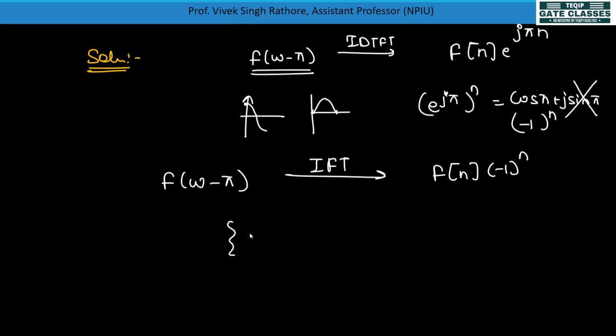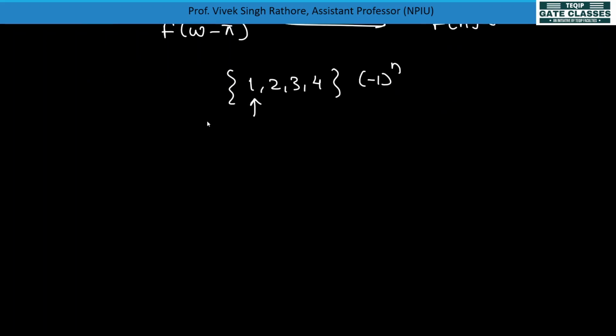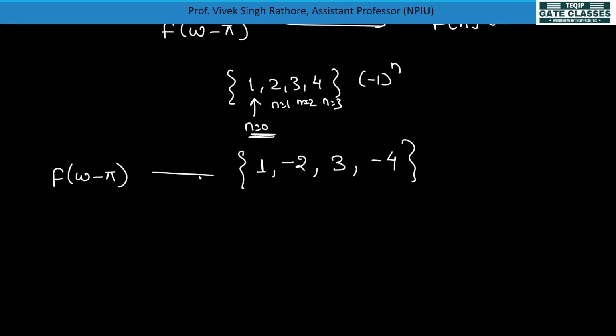See, f of n is obviously 1, 2, 3, 4, and now f of n is multiplied by minus 1 to the power n. This is n equal to 0, this is n equal to 1, this is n equal to 2, this is n equal to 3. For n equal to 0, minus 1 to the power 0 is 1, so you will get 1 only. For n equal to 1, it will have minus 1, so it will be minus 2. Then again 3 only. For n equal to 3 it will have minus, so minus 4 will be the value. So this is the inverse Fourier transform of f of omega minus pi. This is the answer asked in your question.